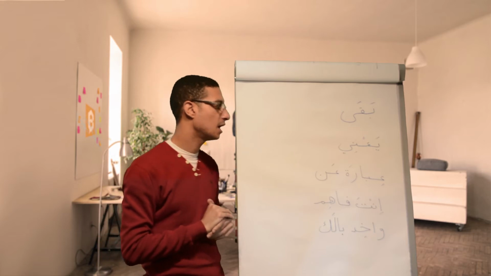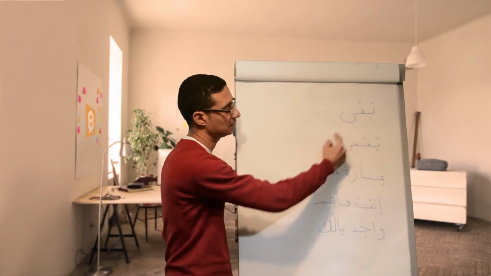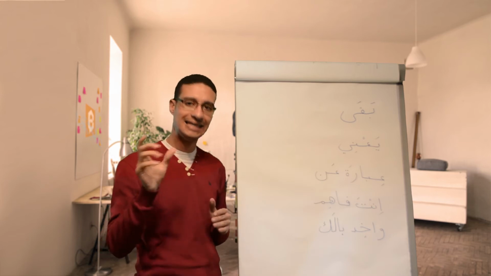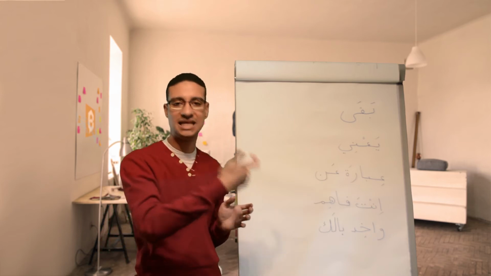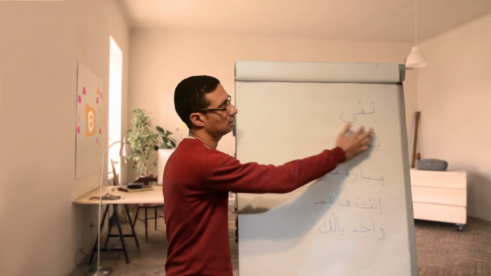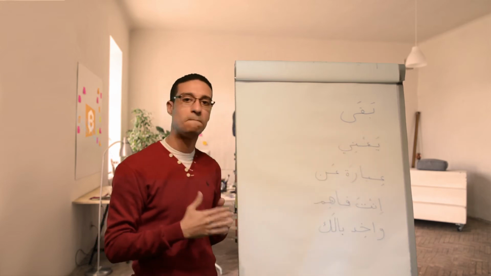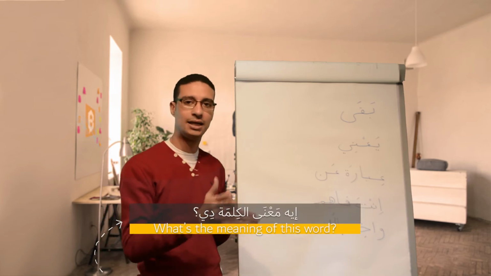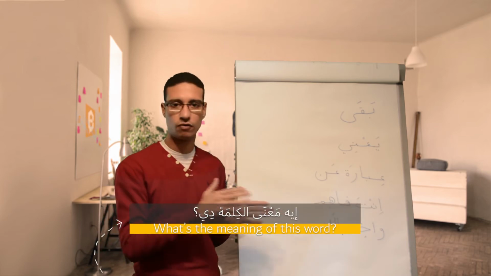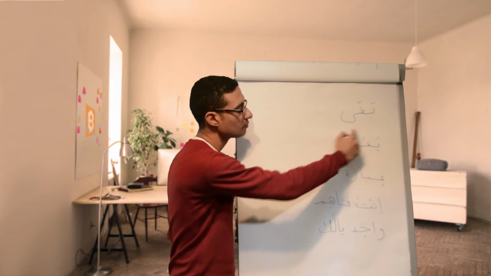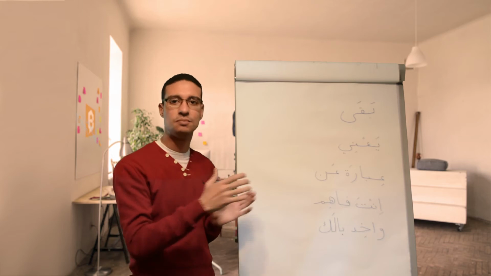Okay. The next one is يعني. يعني literally means it means or he means both. So it's from the word معنى, meaning. For example, إيه معنى الكلمة دي. What's the meaning of this word? إيه معنى الكلمة دي. So يعني means it means.